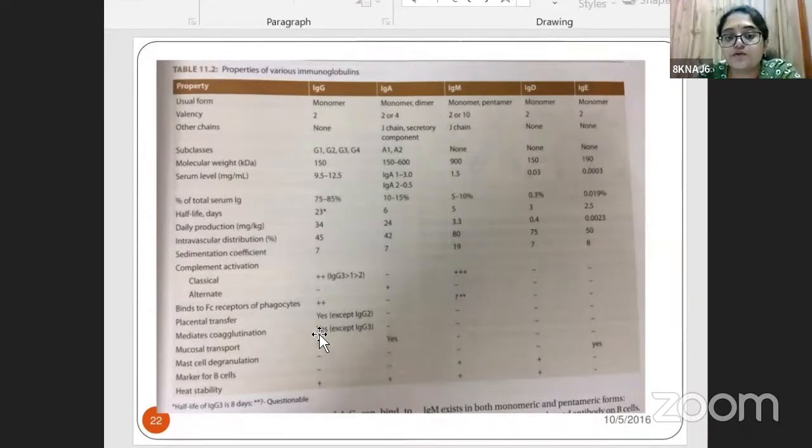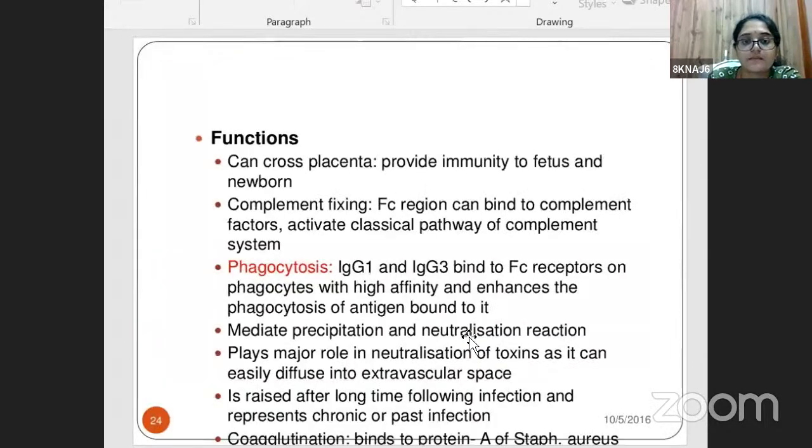And mediation of coagulation is also there. Mucosal transport is seen in IgA and IgE, and they act as markers for B cells, which means IgM and IgD, because they are associated with basophils and mast cells. Heat stable: they all are heat stable except for IgE. So they have given the functions over here.